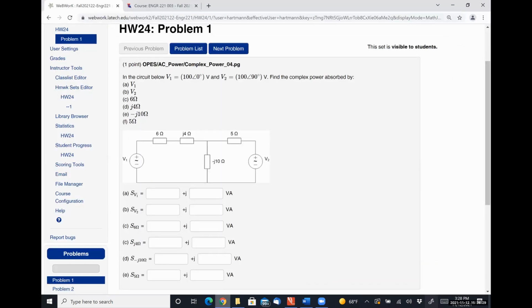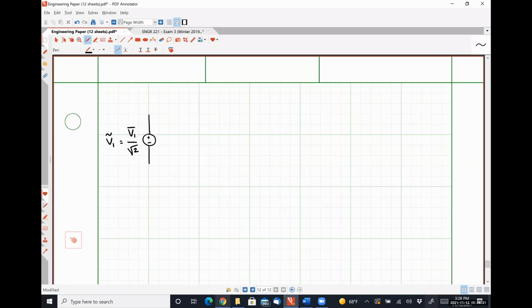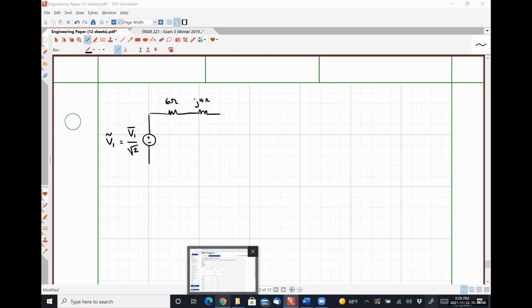Then I have, let's see, a 6 ohm resistor. And an inductor that is J4. It doesn't tell me that it's resistors and inductors, but I can infer that from the impedance. Then I have my minus J10 ohm capacitor.